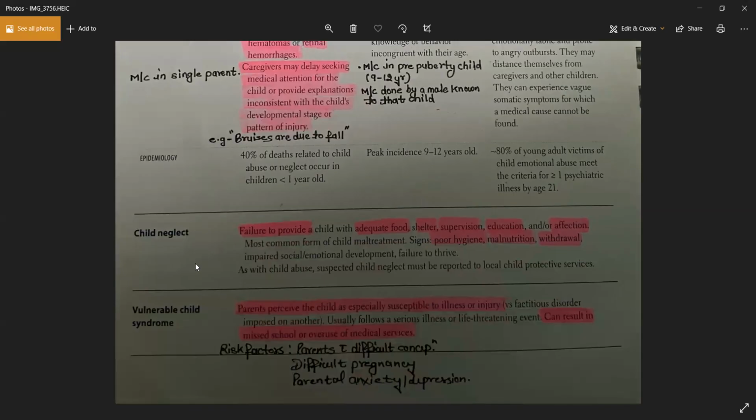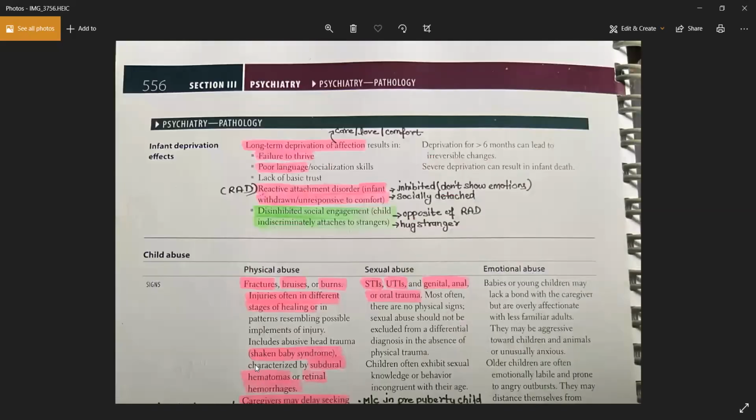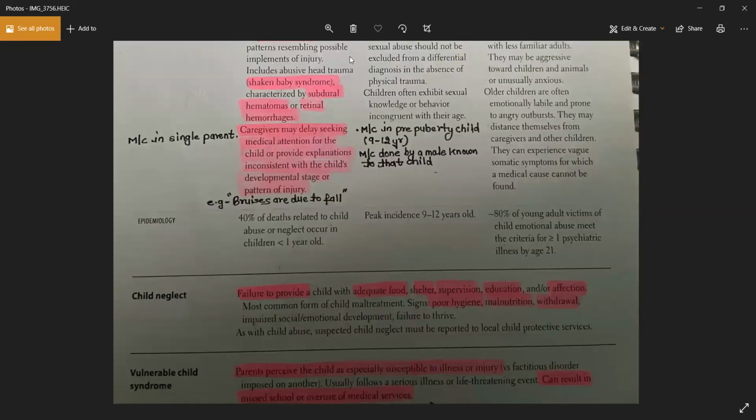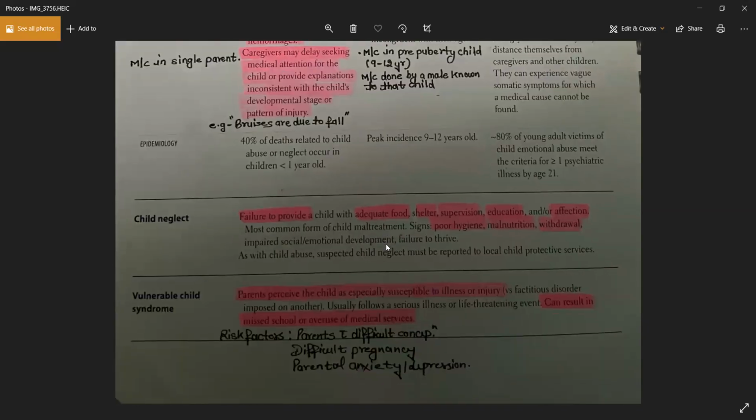Then you have child neglect. You call it child neglect whenever the caregivers cannot provide adequate food, shelter, supervision, education, or affection to the children. Signs and symptoms include all this. Infant deprivation effects would be there. They will become socially isolated or too affectionate with strangers. They have poor socialization skills, poor verbal skills, failure to thrive, poor hygiene, malnutrition, and withdrawal. So these are all the symptoms of child neglect.